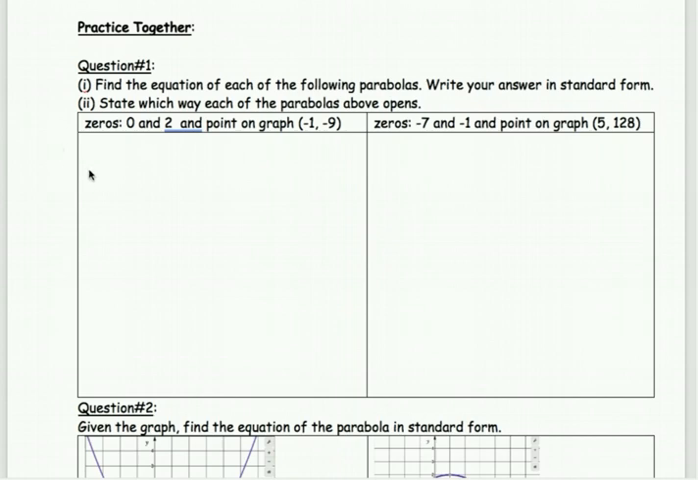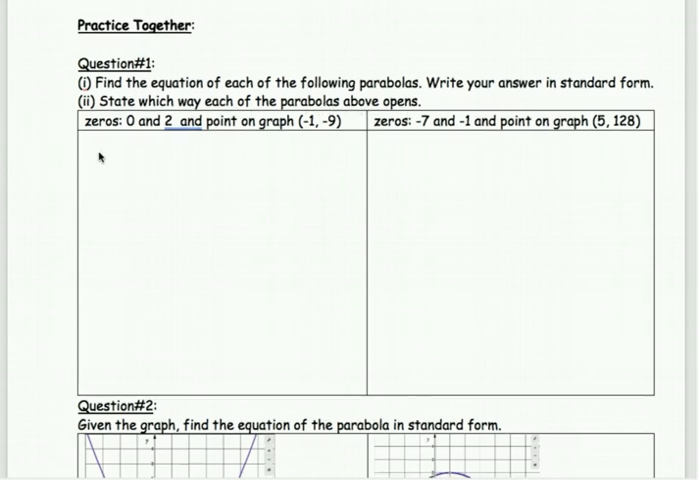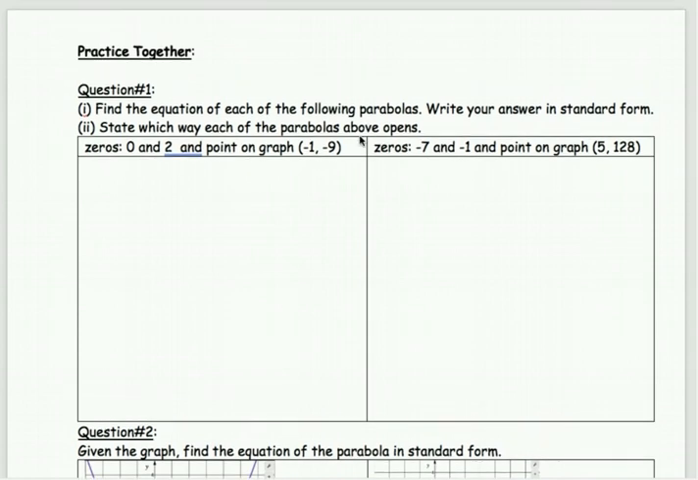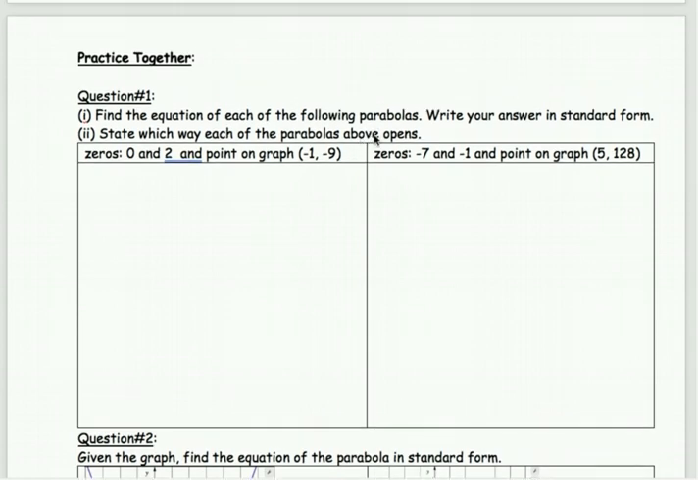All right, so let's go through. Our goal here is to build the standard form. And then it says here, state which way the parabola opens. Above, open. Okay, so below. I guess I should say below. Anyway, so let's just go through here. And we have some zeros right away. Whenever you have zeros, just go build the factored form.